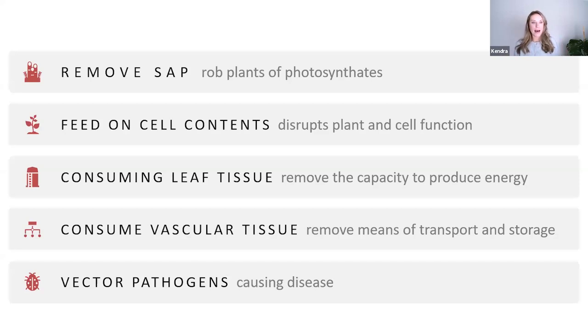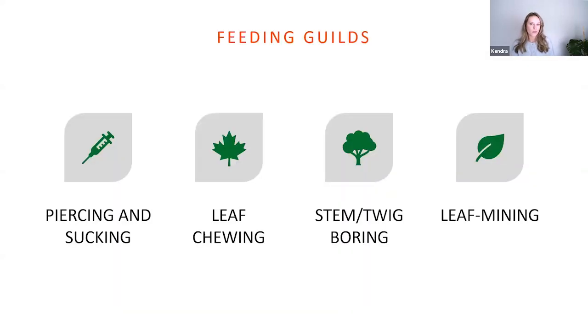How do insects impact our plants in an urban environment? They can remove sap, which can rob plants of photosynthate. They can feed on cell contents, disrupting plant and cell function. They can consume leaf tissue, which can remove the capacity for this plant to produce energy through photosynthesis. They can consume vascular tissue. So those are our phloem boring insects. And that can actually disrupt that transportation of nutrients throughout the plant. And then finally, some of these insects can actually vector pathogens, which can further cause disease and decline within these attacked plants.